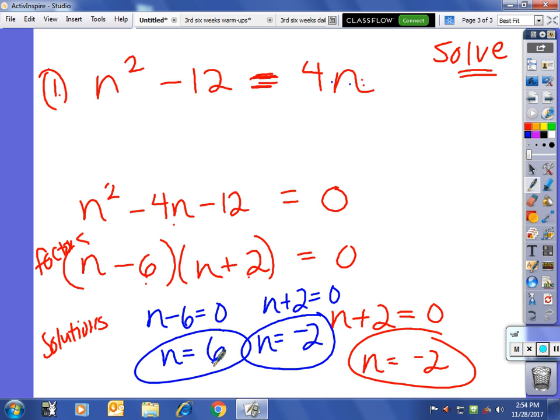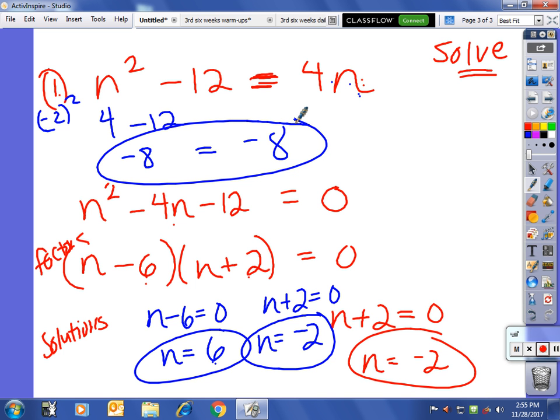Alright, let's check it. 6 squared is 36. 36 minus 12 is 24. And if I put a 6 over here, I'm also going to get 24. I can also try negative 2. Negative 2 should work as well. Negative 2 squared is positive 4. 4 minus 12 is negative 8. Put a negative 2 over here. 4 times negative 2 is also negative 8. Both of those do work.